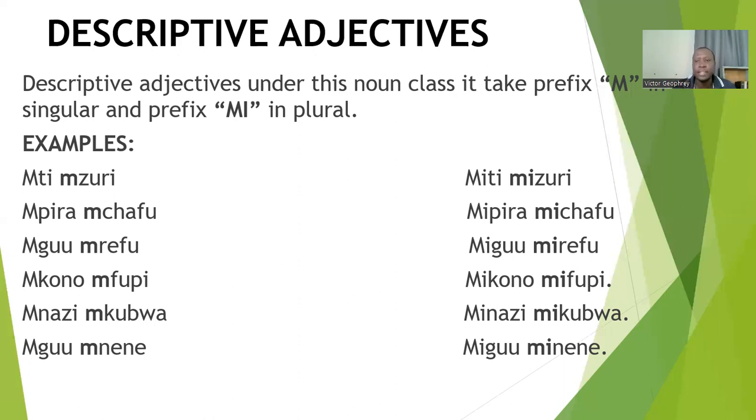There are different words that are used to describe. So check the word that you want to use to describe, then add the prefix "m" for the noun which is singular, and the prefix "mi" for the noun which is plural. Okay, this is all about the "mi" noun class, just a little bit of it.